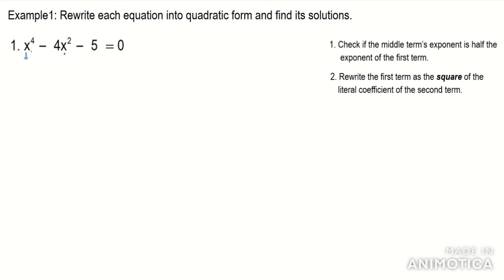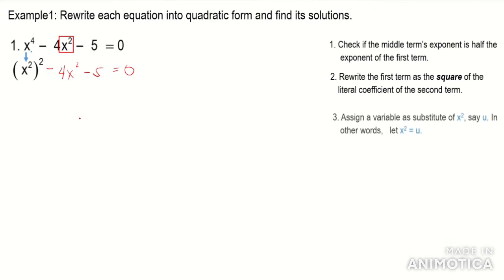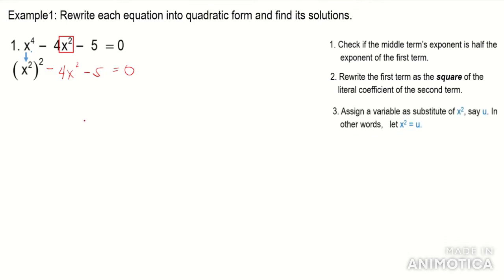The second step is rewrite the first term as the square of the literal coefficient of the second term. So, get the square of the literal coefficient of the second term. Then after that, we're just going to copy the second term and the constant term. Next is assign a variable as substitute of x squared.